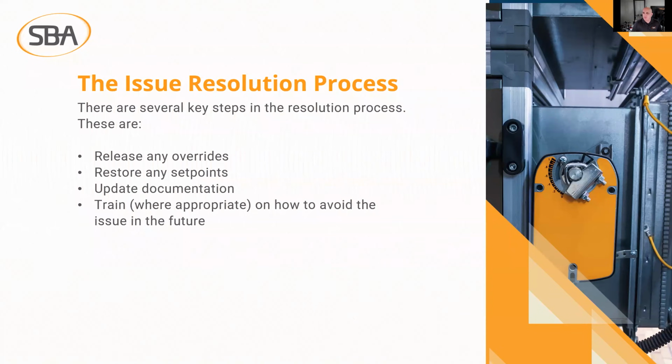So the issue resolution process, first thing we're going to do, we're going to release any overrides that we've made. We're going to restore any set points. We're going to update documentation, especially if we make changes. We're going to redline things and update it. And then we're going to train the customer where possible on how to avoid this issue in the future. If the issue was caused by overrides or improper operation of the system, then we are going to train them on how to avoid that moving forward.